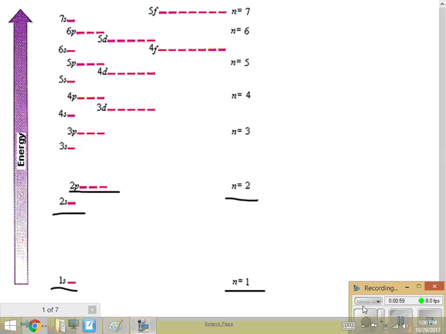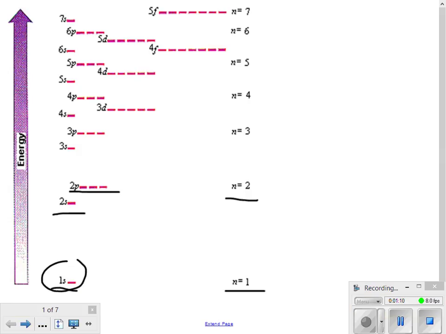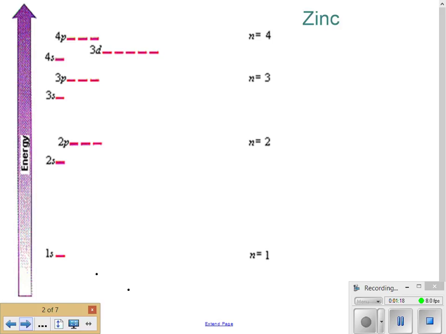If you remember, the energy levels are filled from lowest energy to highest energy according to Aufbau's principle, which is why the energy arrow is pointing up, meaning lowest energy at the bottom here with 1s, all the way to the highest energy up here with 5f. So what I would like you guys to do now is to go ahead and fill in an orbital diagram for the element zinc. Go ahead and pause the video, get a piece of paper, whiteboard, something, and fill in the orbital diagram for zinc.